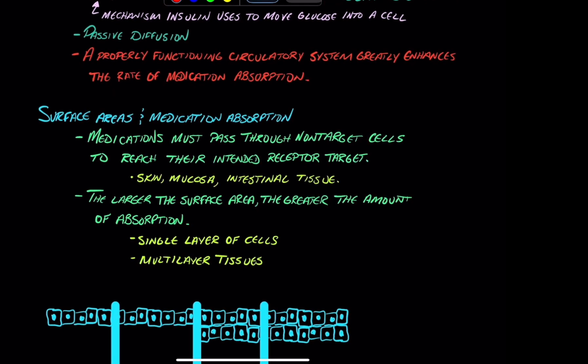Medications are inevitably going to have to pass through non-target cells. These are cells that aren't intended to have the medication used on them, or that won't have an effect with the medication. Once it passes through these cells, it gets into the bloodstream and finally circulates to the target area where it's meant to act. Big ones are skin, mucosa, intestinal tissues, even things like capillary beds.